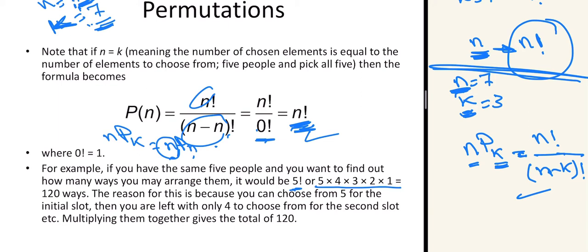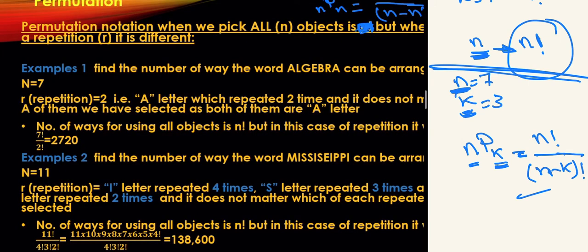So what if I'm selecting all the items, but there is a duplication or repetition? How is there a duplication or repetition? This is what we are going to understand in this example. So here we will be talking about the permutation with repetition when we are picking n objects, but there is a repetition r.